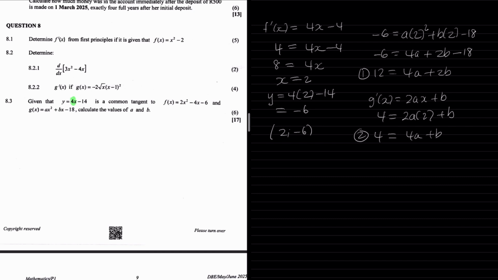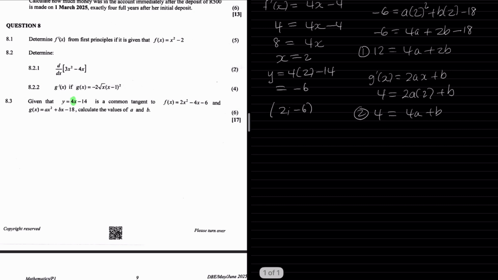Now to solve for a and b, there's obviously the elimination method or the substitution method. I'm going to use the elimination. So I'm going to write down equation 1, 4a plus 2b equals 12. And then the second one is 4a plus b is equal to 4. Now I want to cancel out the 4a's, so I'm going to turn this to a negative, that to a negative, and that to a negative. So 4a minus 4a is 0. 2b minus b is b. And that's equal to 12 minus 4, which is 8. So b is equal to 8.